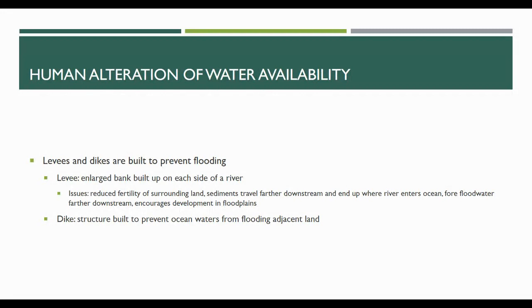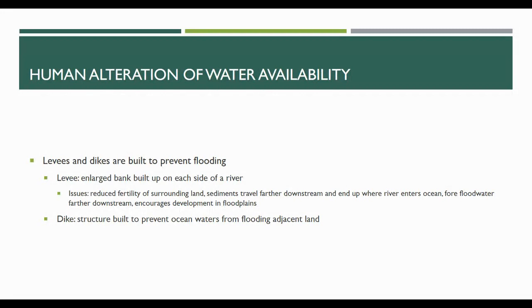Some issues with that are the surrounding land will have reduced fertility. The sediments will travel further downstream and end up where the river enters the ocean. So instead of that sediment being spread out, it's all clumped up in one space. And it also forces flood water farther downstream, which is a problem for places there that are farther downstream. They will have an increase in flooding, and it encourages development in floodplains, which is going to be a big problem if for whatever reason that levee breaks.